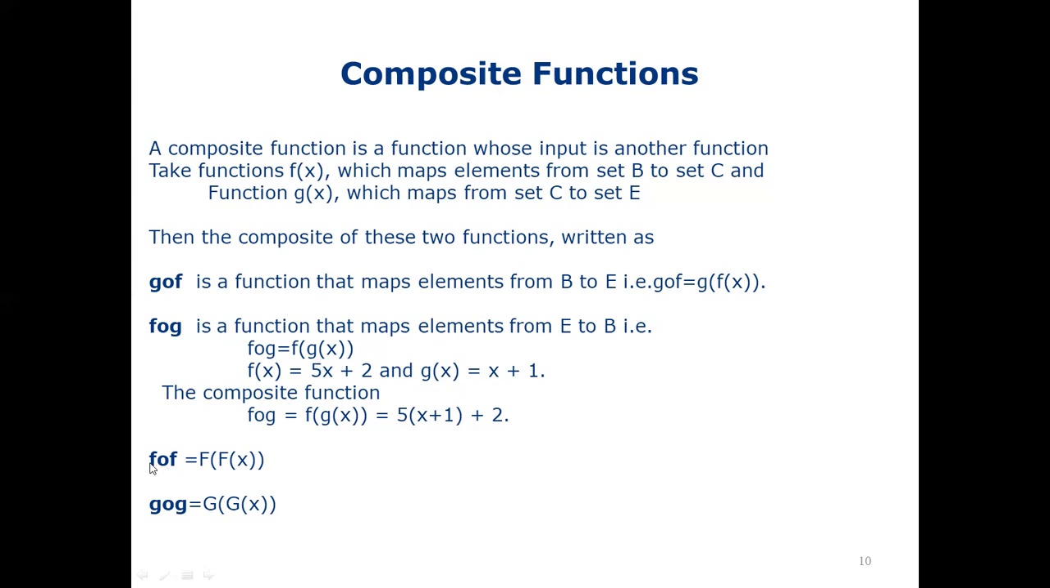Likewise, we can relate f to f, the same function, or g to g. So it will be represented as function f of f of x, function g of g of x. Likewise. So these four are, you can say, the composite functions, where one function is input of the other. Here f of x is input of g. Here f of x is input of function f. g of x is input of function g. Likewise.